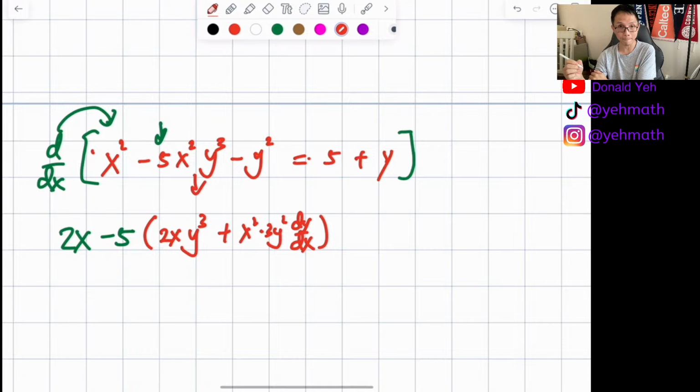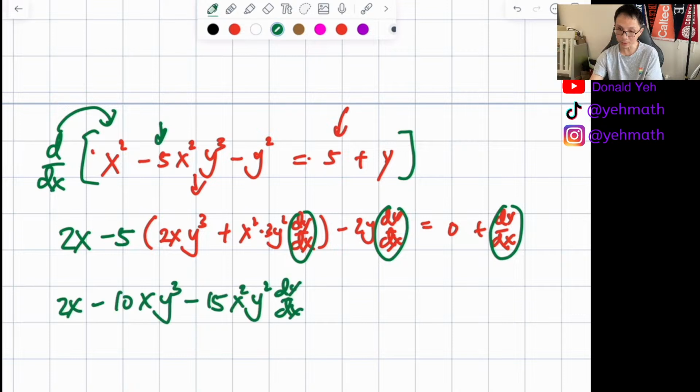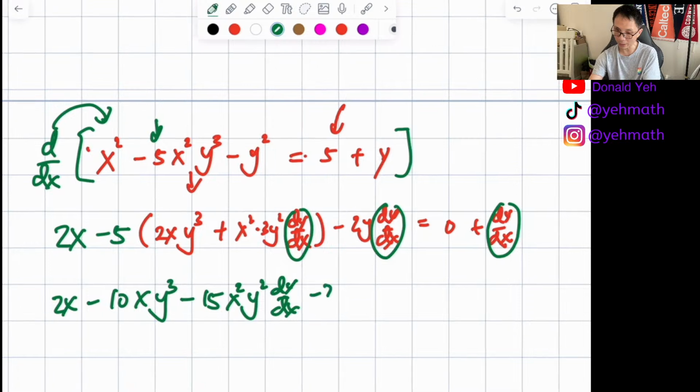Now, if you realize, there's a dy/dx on this side, on this side, and on this side. The best idea is to make sure you distribute everything and move all the dy/dx terms to one side so we can factor out. So I'm going to go ahead and do that. It'll be 2x minus 10x y to the cube, minus 15, because 5 times 3 is 15. Let me know if I make a mistake, because I would rather know now. Like this, -5 times 3 is -15, x squared y squared dy/dx, minus 2y dy/dx is equal to dy/dx.